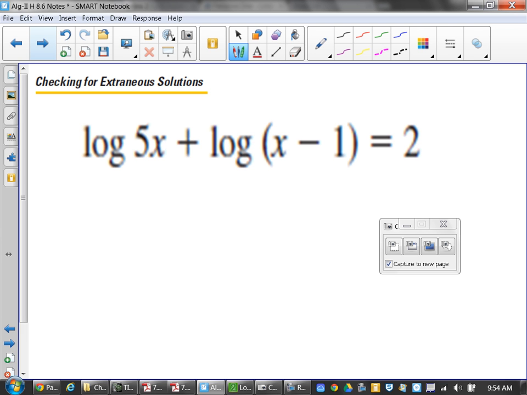Now, this is where things can get a little bit messy, when you wind up with your extraneous solutions. So you have log of 5x plus log of x minus 1 equals 2. At this point here, I cannot exponentiate this because of why? The plus sign? Because of the plus sign, good. So what should I have to do for that?